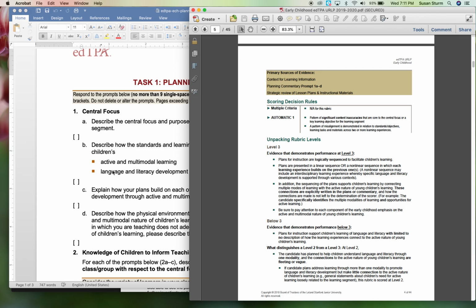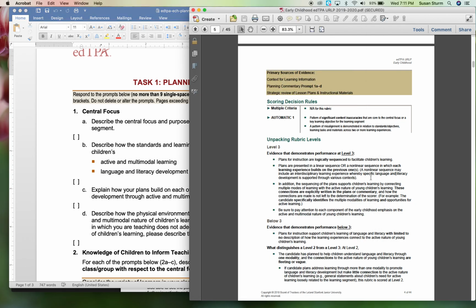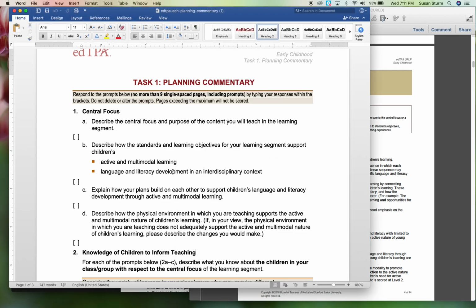So even though these questions are super specific, the rubrics are written generally and holistically to span multiple questions and multiple prompts within questions. So for question number 1, they want you to describe a central focus and a purpose of the content that you're going to teach in your learning segment. At the early childhood level, this can be really the focus of your unit plan, if you will.